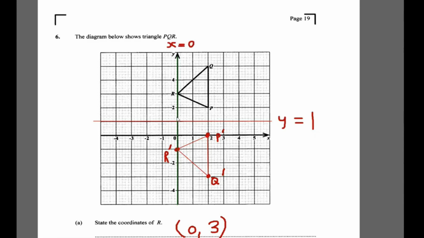So this is acting like the mirror now. This is 2 centimeters away from the mirror, so we go 1, 2. And so this is P double prime. This is 2 away from the mirror, so we go 1, 2. And so this is Q double prime. Now, this is on the mirror, so it stays right there. All right, so all we have to do now is label the points. This is Q double prime, and this is P double prime.